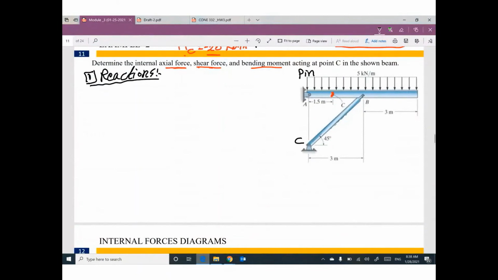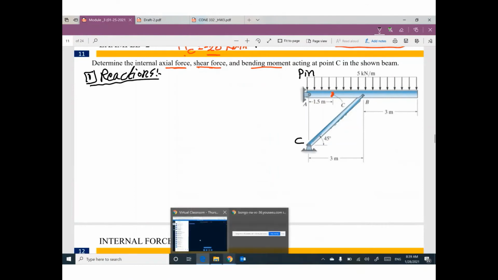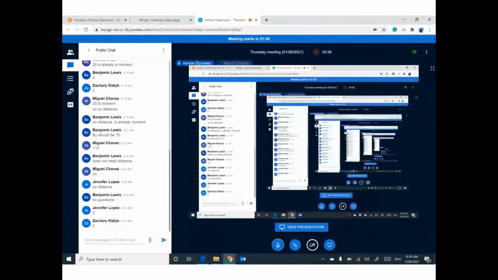Any other idea for this problem? Anybody thinking about something related to this structure? Because if you cannot figure out this idea, you cannot calculate the reactions. Probably make one reaction. Why? Because then you can use cosine and sine. Why only one reaction?